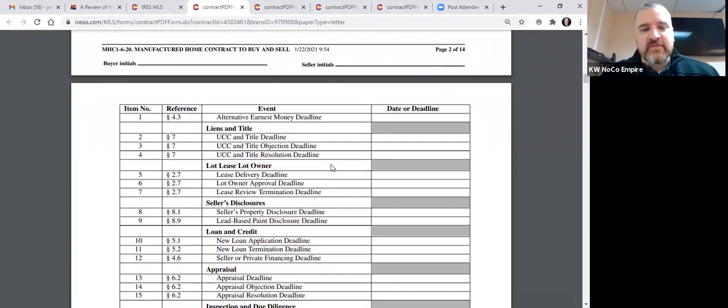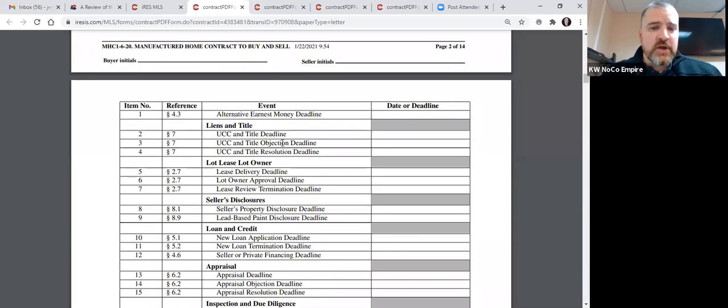So these have effectively replaced our record title and off record title deadline, objection, and resolution deadlines. Okay, and so we talked a little bit about what UCC is, right? That's where liens against personal property are recorded, as opposed to public records, which is where liens against real property get recorded. And so it is important to make sure that our clients understand that the title company is performing a thorough search, right? And so how long does that take?